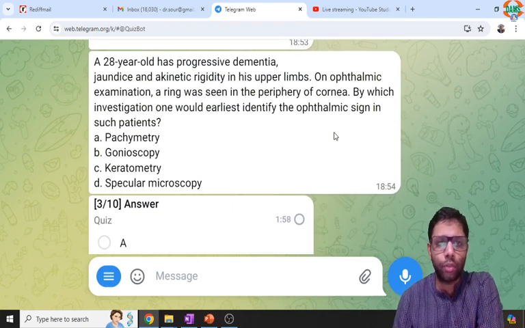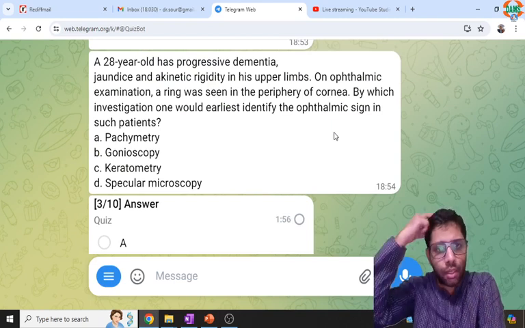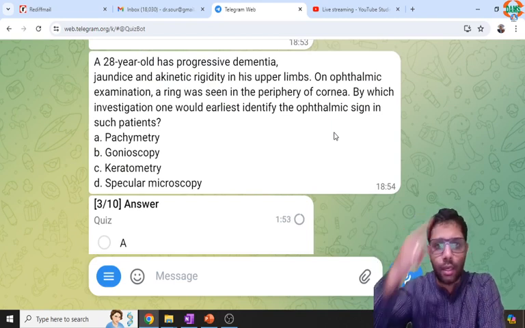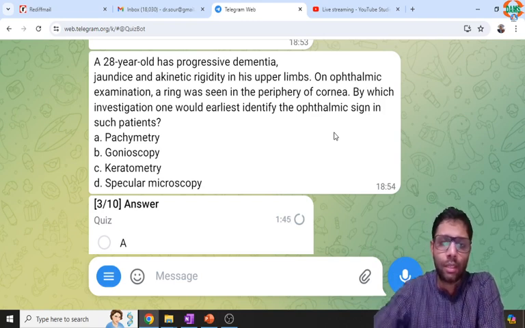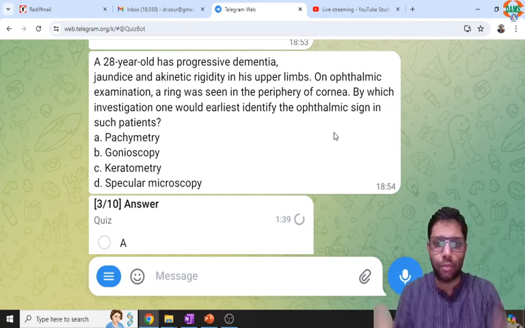Now question 3: progressive dementia, akinetic rigidity, jaundice, and a ring in the periphery of the cornea means copper is deposited in basal ganglia, liver, and eye. That is Wilson's disease. In Wilson's disease, copper is deposited in Descemet's membrane, known as Kayser-Fleischer ring, starting from 12 o'clock, 6 o'clock, and then spreading circumferentially.